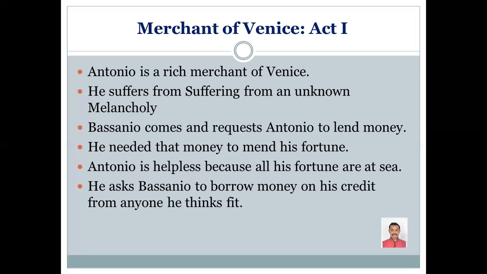And then Bassanio says that, okay, I'm in need of 3,000 ducats. I will see some man who can give me some money. I will search for some creditor, and I will take that loan in your name.